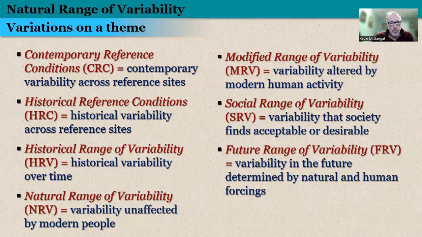And these three approaches, the CRC, the HRC, and the HRV approaches, are ways to address the natural range of variability, or NRV. And this is quite simply the variability in the system that is unaffected by modern people. We also can think about the modified range of variability, or MRV. And this would be the variability in the system that has been altered by human activity. And then we can talk about social range variability, or SRV. This would be the variability that society finds acceptable or desirable. And lastly, the future range of variability, or FRV. And this is variability in the future determined by both natural and human forcings.